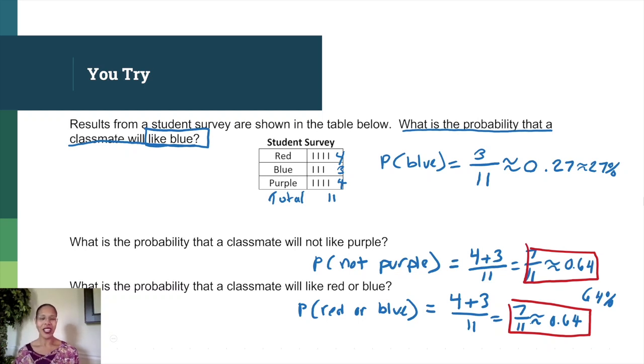Welcome back. So let's check your work based on the answer key. So notice that we had to add up our tallies to calculate our cumulative frequency, which is 11. It looks like 2 tally marks, but it's actually the number 11. Did you notice that the probabilities for not purple and red or blue are the same? Why do you think that is? I bet you have it correct. The colors that are not purple are red and blue. So therefore, those probabilities will be the same. They represent the same values.